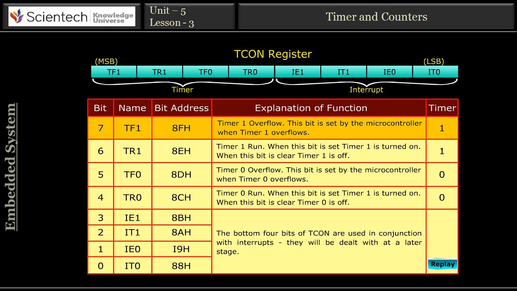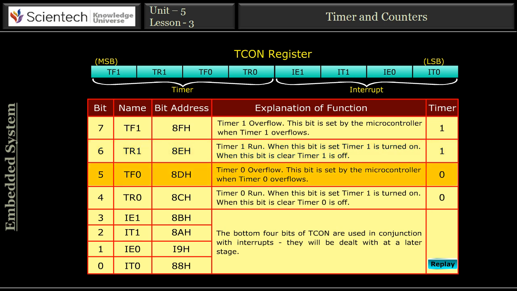This bit is set by the microcontroller when timer 1 overflows. Pin 6, TR1, is the timer 1 run control bit. When this bit is set, timer 1 is turned on, and when this bit is clear, timer 1 is turned off.